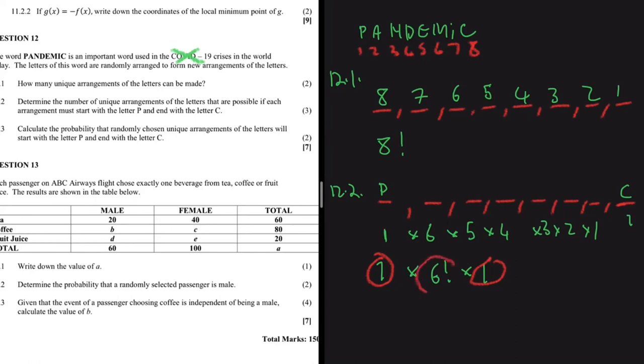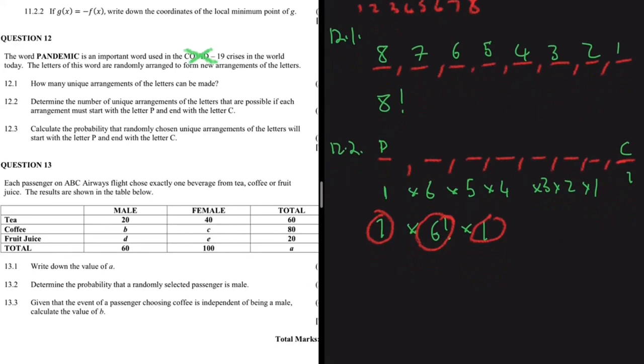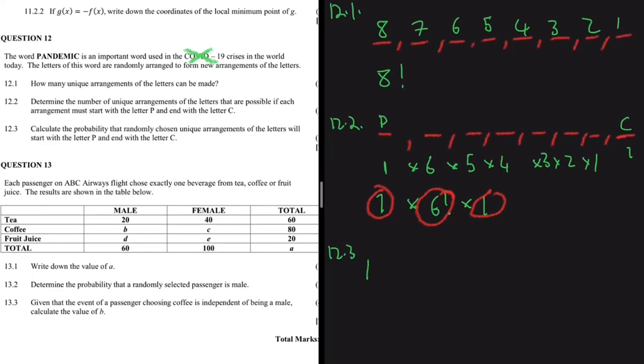So we can arrange them in 6 factorial ways. And then 12.3. Calculate the probability that randomly chosen unique arrangements of the letters will start with the letter P and end with the letter C. So the probability of an event A is equal to the number of possible ways event A can occur divided by the sample space. What is the number of possible ways that the arrangement of letters can start with P and end with C? That is the answer to 12.2, right?